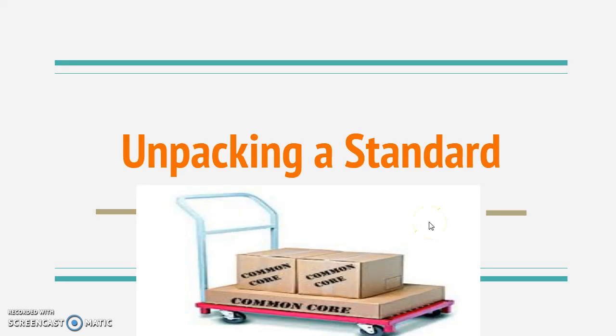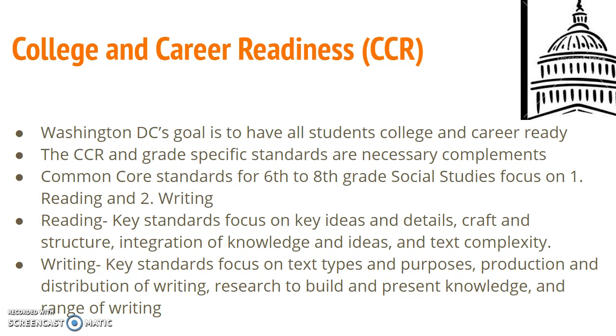Let's talk about unpacking a standard. Here in DC, we use the Common Core standards, which go hand in hand with the CCR, which is the College and Career Readiness. Washington, D.C.'s goal is to have all students college and career ready. The CCR and grade-specific standards are necessary complements.